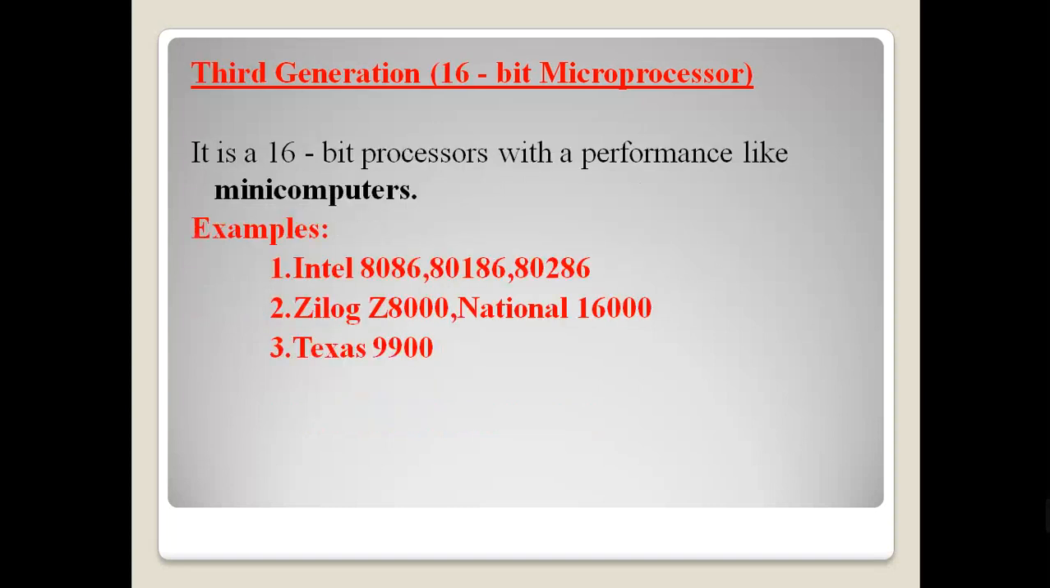The next, third generation, is the 16-bit microprocessor. With 16-bit microprocessors, the performance is like a minicomputer. Examples of a few 16-bit microprocessors are Intel 8086, 80186, 80286. These are the upcoming versions. 8086 is the earlier version. After that, 80186 is the next version, and 80286 is another upcoming version. Next, the second one, Zilog Z8000, National 16000. Then the third one, Texas 9900. So these are some examples of 16-bit microprocessors.